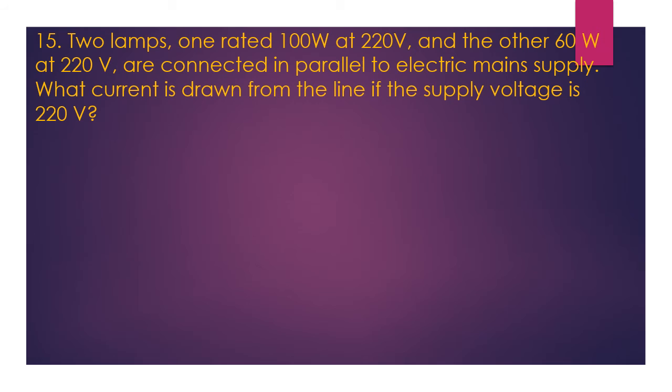So we can use two methods. One is we can find out the resistance of the lamps separately. Since we have the power and the voltage, we can use the equation P is equal to V square by R and find out the resistance of those two lamps, add the two resistances, find out the total resistance, and since we have the total voltage 220, using the equation I is equal to V by R, we can calculate I.